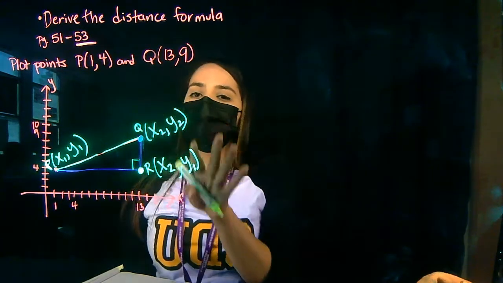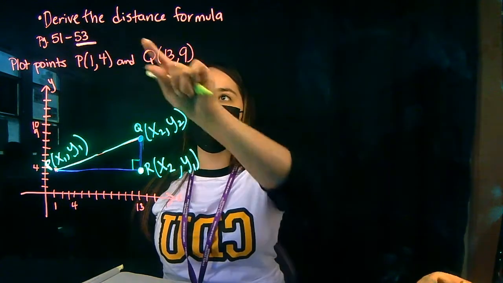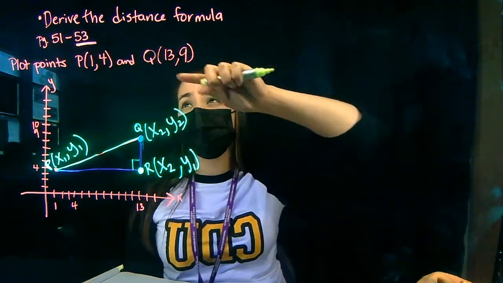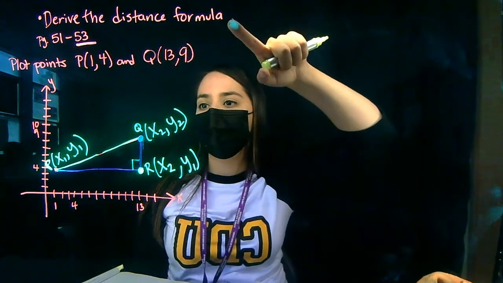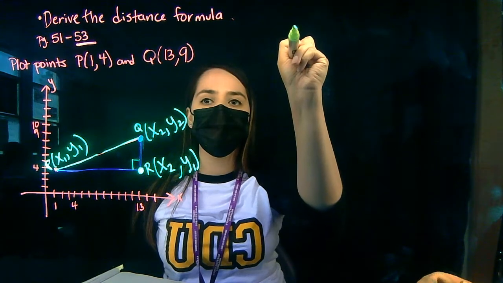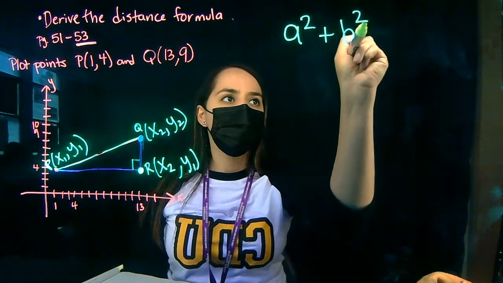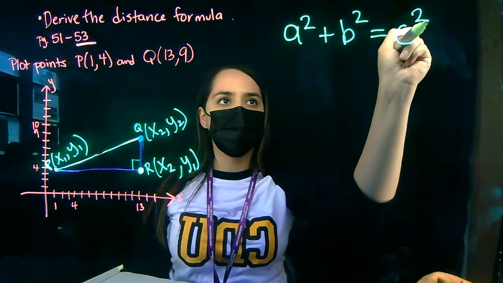Now, you don't have to memorize all this, okay? I just want you guys to appreciate how we got the distance formula in math. And you actually should know how to derive the distance formula from the Pythagorean theorem. Can you guys as a class tell me what the Pythagorean theorem is? a squared plus b squared equals c squared. Okay, cool.